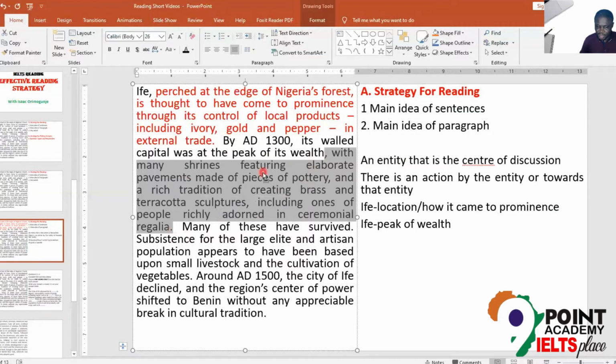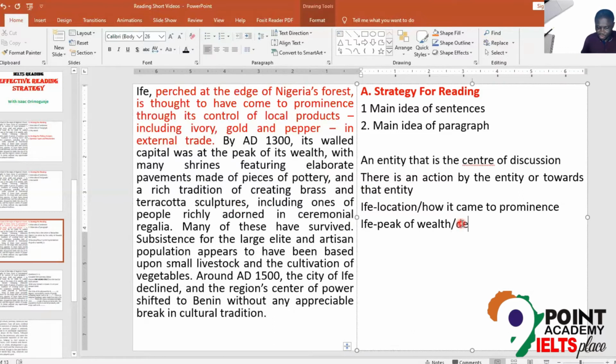Look at it: with many shrines featuring elaborate pavements made of pottery, and so on. You can see the peak of Ife's wealth, and you can add to it description, because that is what it was describing. If you have seen some teachers telling you you need to skim, this is what they mean by scan and skim. That is, you need to understand the major thing that the sentence was talking about. This thing is very easy.